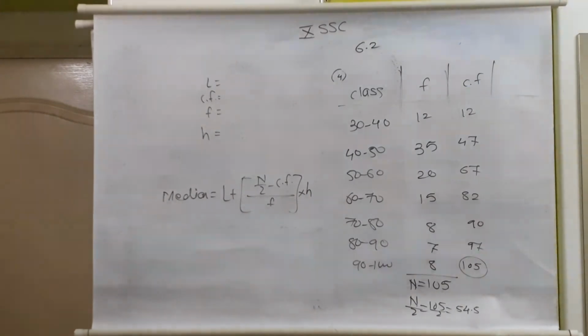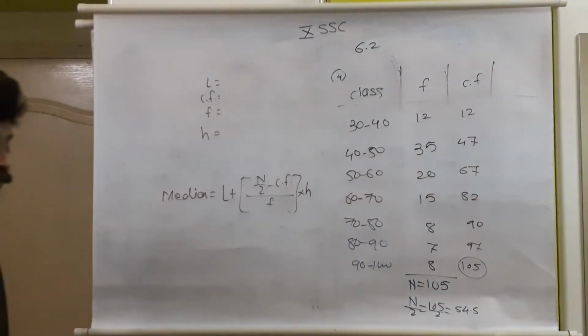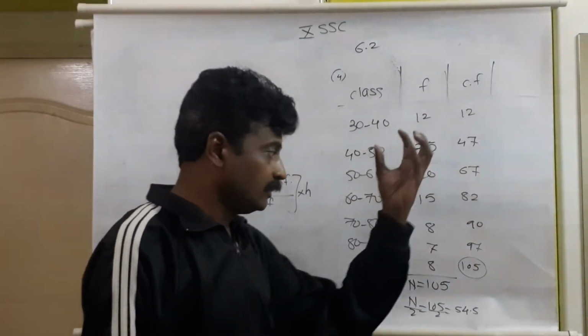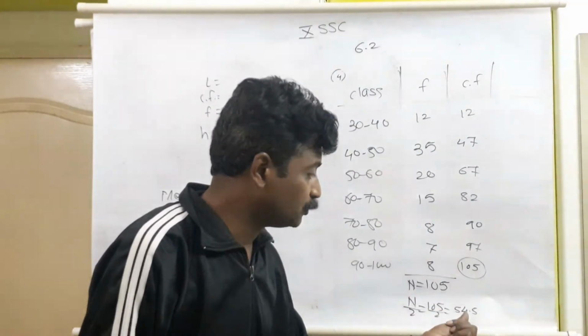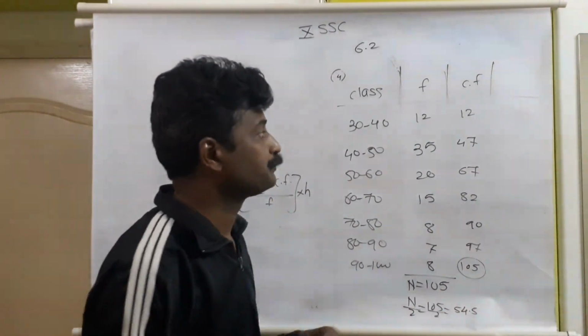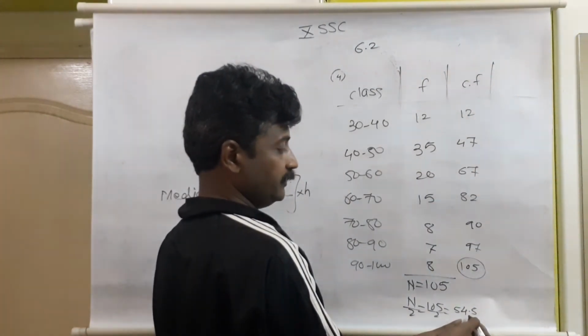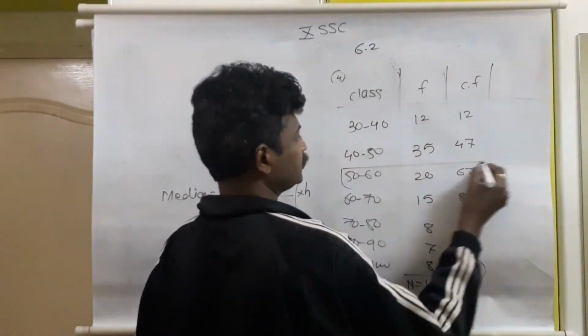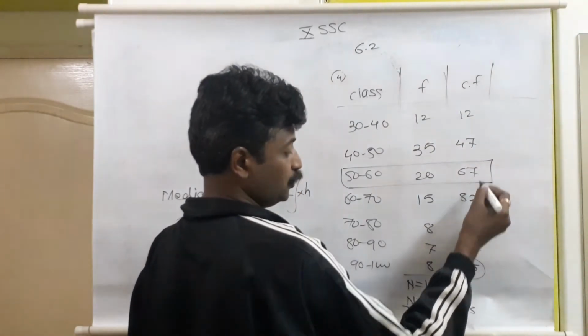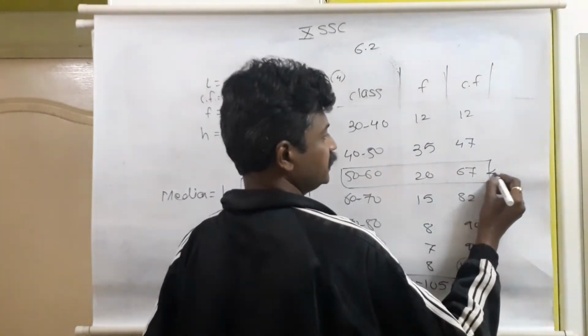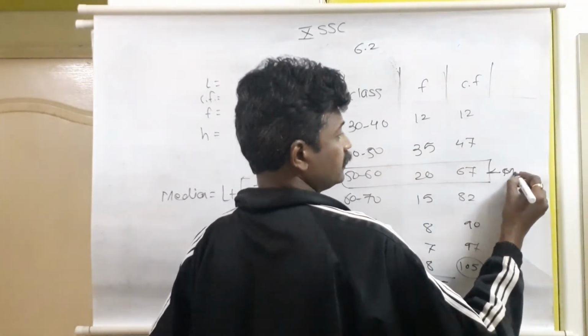We have to find the median class. For that, we look for the first class where CF is more than 52.5. 12 is less than 52.5, 47 is also less than 52.5. This is the class where the CF is more than 52.5. So this is the median class.